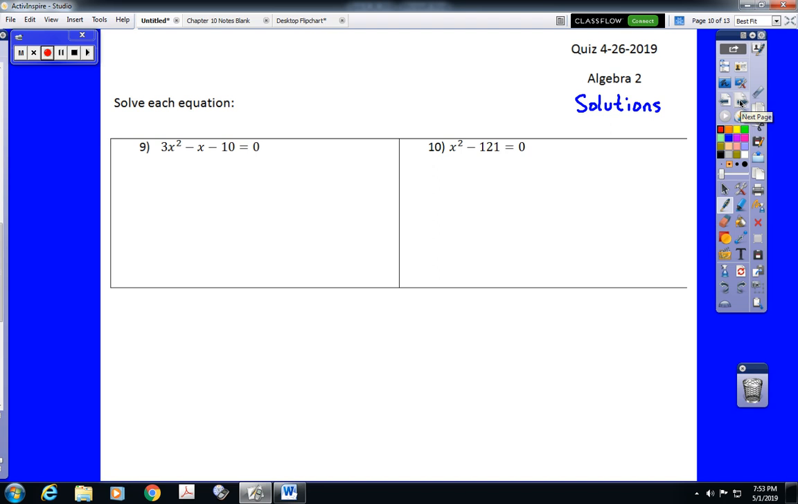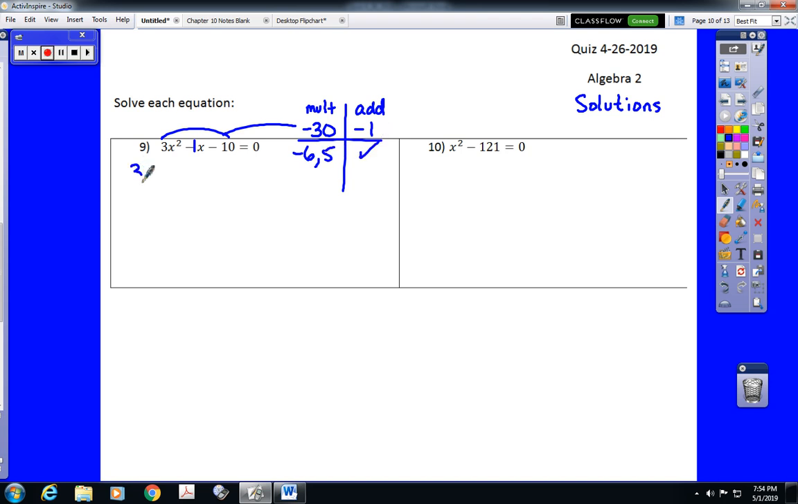Number 9 is trinomial, a not equal to 1 factoring. Okay, we have a not equal to 1. So instead of looking for factors of 10, we look for factors of 3 times -10, which is -30. We want numbers that multiply to that and add to -1, because this is a -1 here in the middle. That would be -6 and +5.